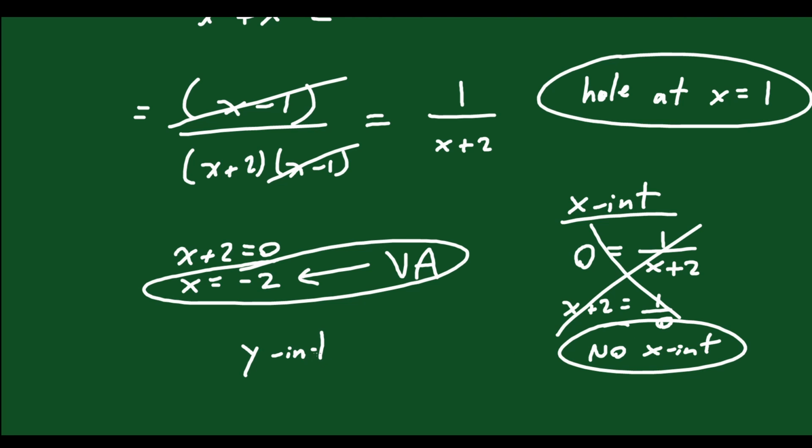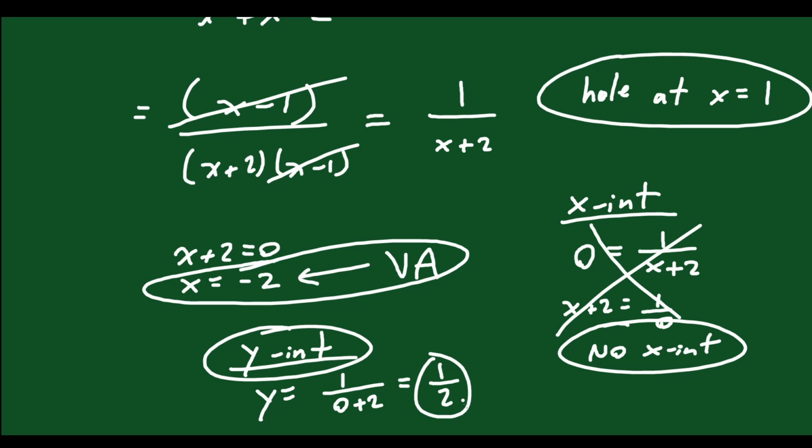But let's try to find the y-intercept, right? Set x to 0, so y equals 1 over 0 plus 2, you get 1/2. So there's a y-intercept at y equals 1/2. Okay? So with all this information, we can go ahead and we can plot what we have. So draw your axes like this. So we said there is a horizontal asymptote at 0, so it's just going like this. You have a vertical asymptote at negative 2. Draw that there. You have a y-intercept at 1/2, like that. You have a hole at 1, put it there.